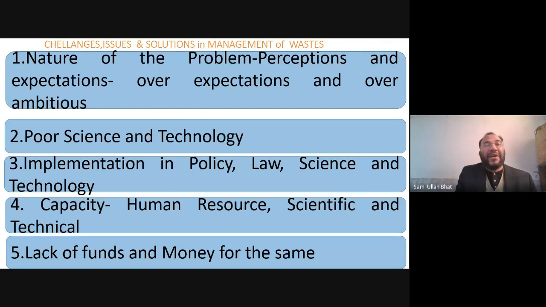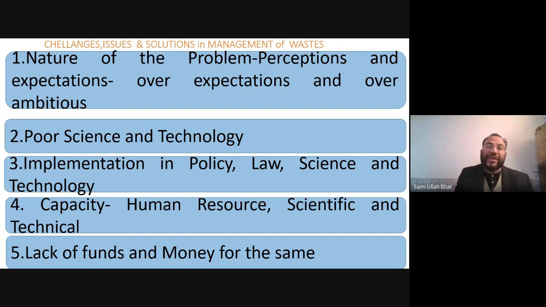We cannot get rid of waste management problems overnight. Perceptions and expectations: what is the perception of a policymaker? He wants me, as a scientist, to make a machine where we press a button and get relief from it. I think these things will not happen. That's what we call perception.